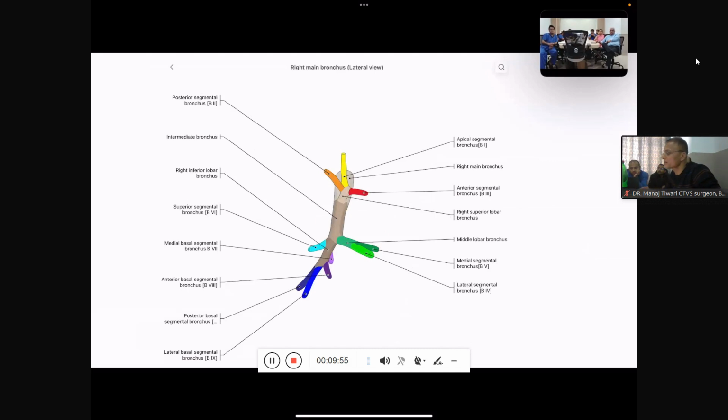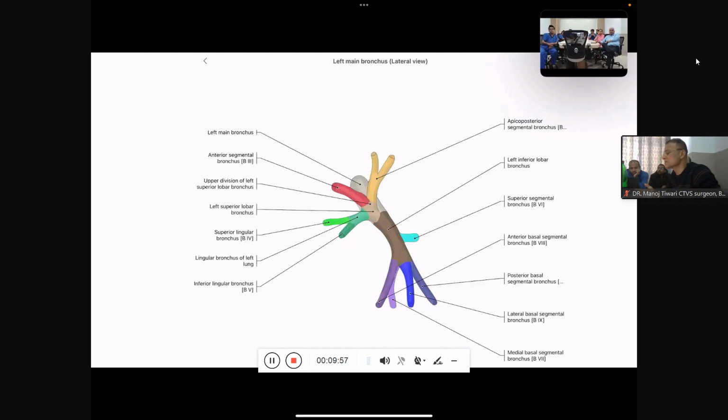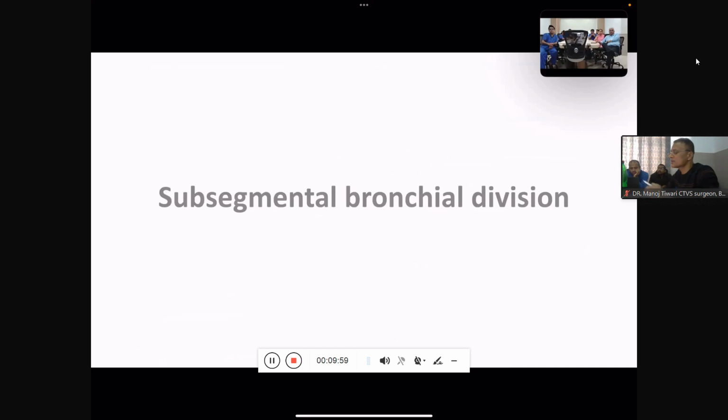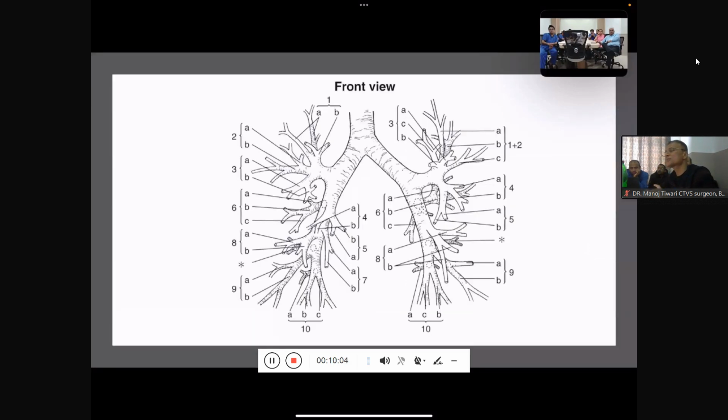The similar picture from another look is the similar picture also. Now, what is very important is the subsegmental bronchial division as well. Most of us will be knowing about the segmental and the subsegmental division. I think it's also very important to know about them. So this picture has been taken from the book of Yamashita and Ikeda. It has very clearly shown.